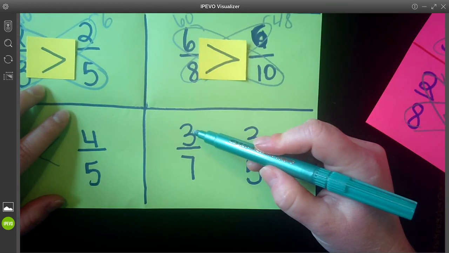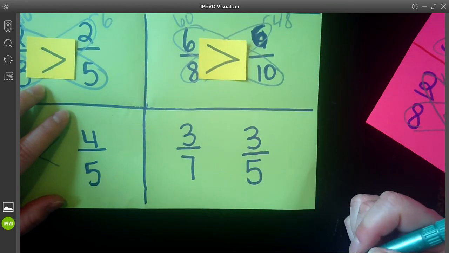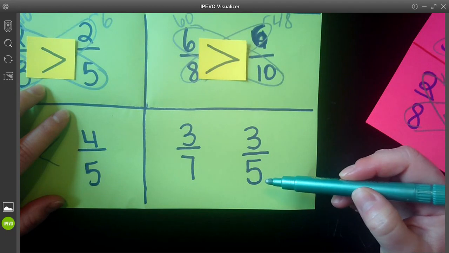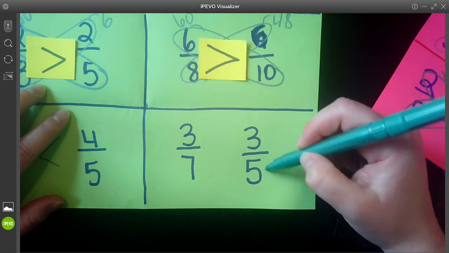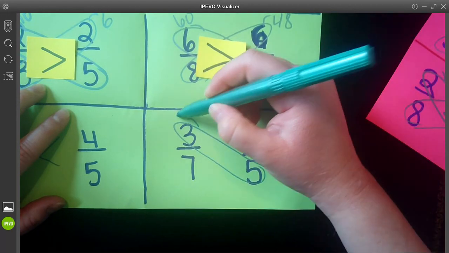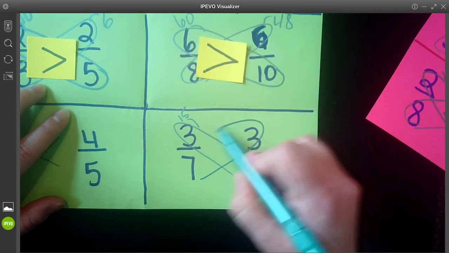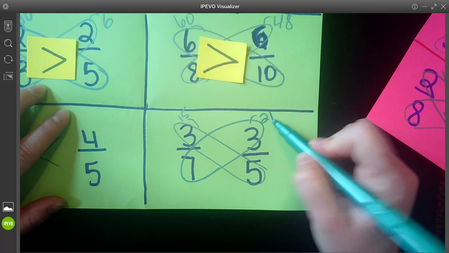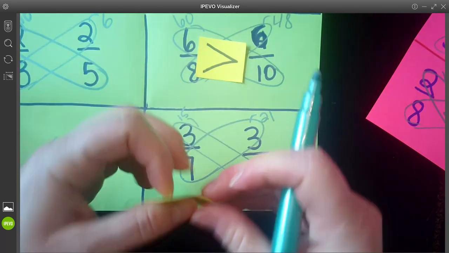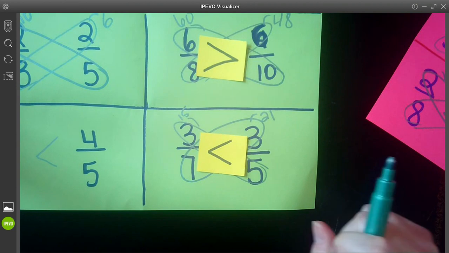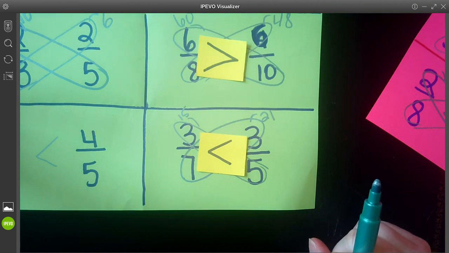Last one here. I have 3/7 and 3/5. Well, I'd rather share a pizza with 5 people because I'd get more of it. 3 times 5 is 15, and 3 times 7 is 21. 21 is greater, right? So 3/7 is less than 3/5.